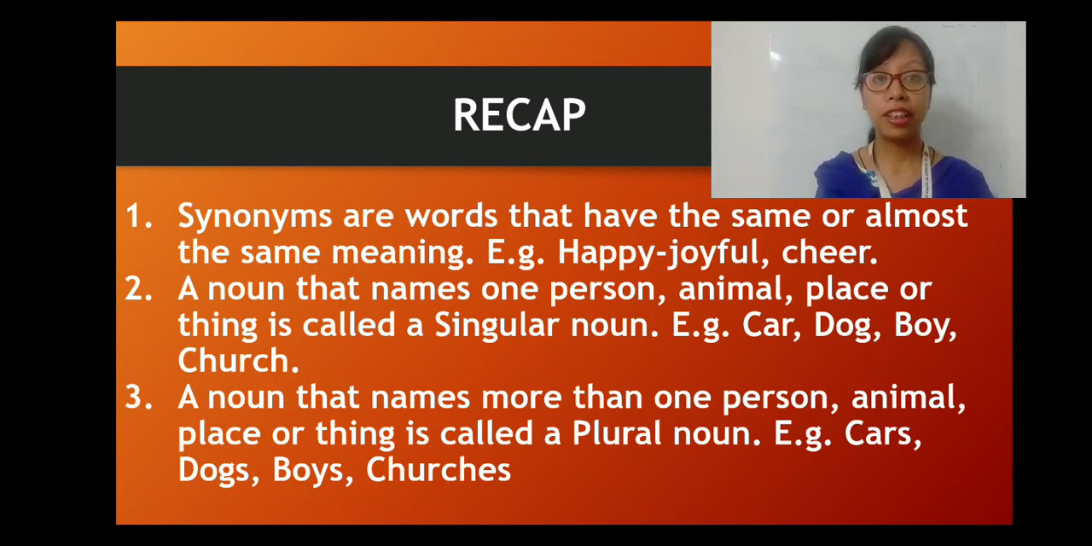A noun that names more than one person, animal, place or thing is called a plural noun. So when we talk about more than one, it may be two, it may be three, or it may be 10, 20,000. The numbers may increase, but it should be more than one. Then it is called a plural noun. For example, cars, dogs, boys and churches.